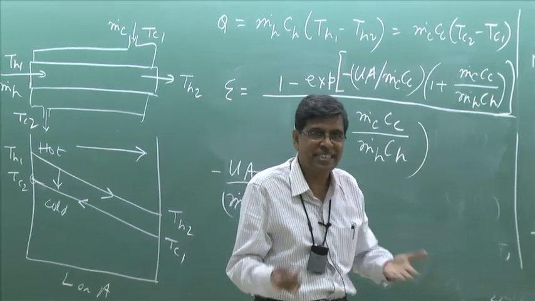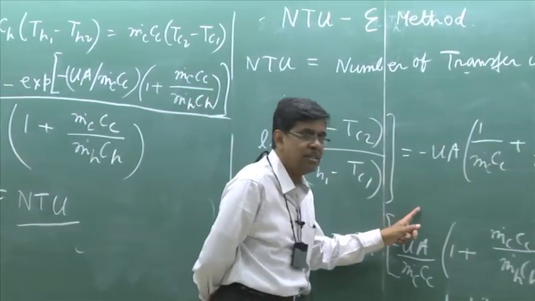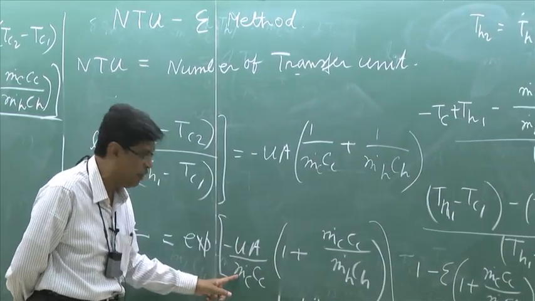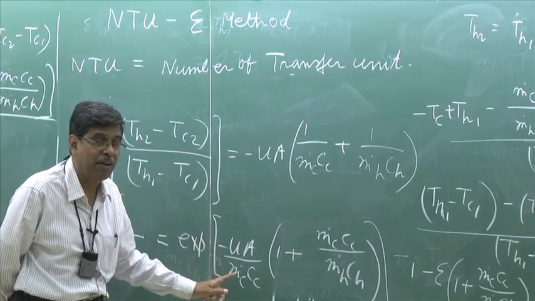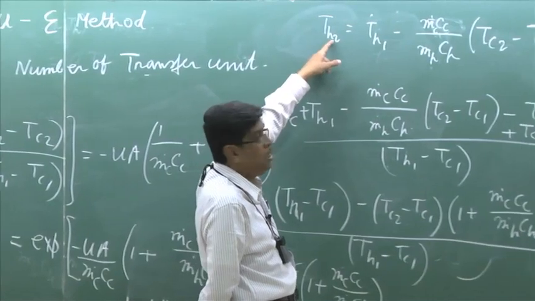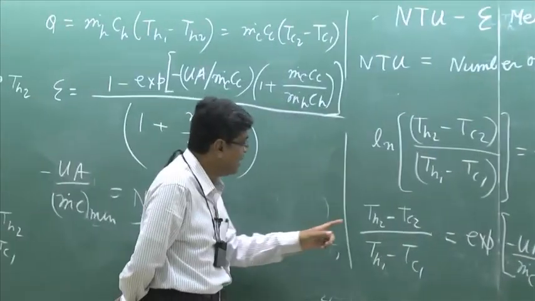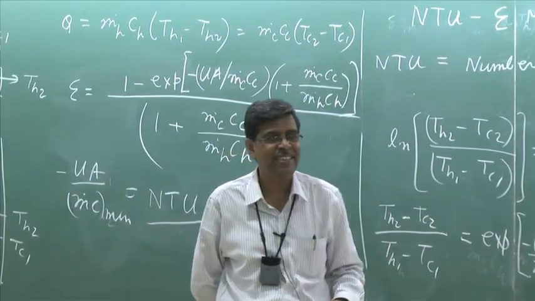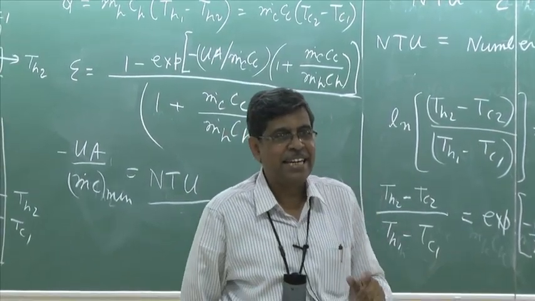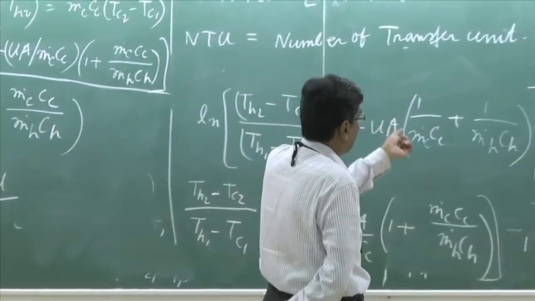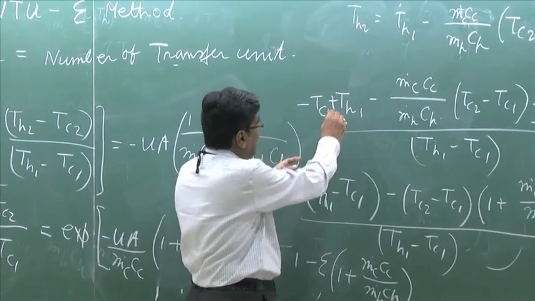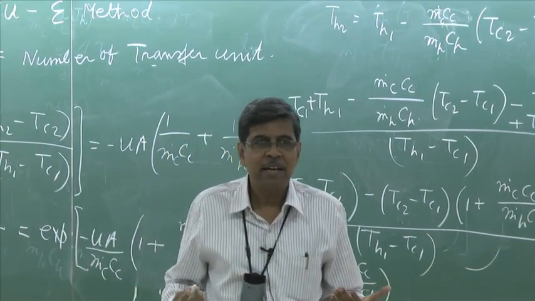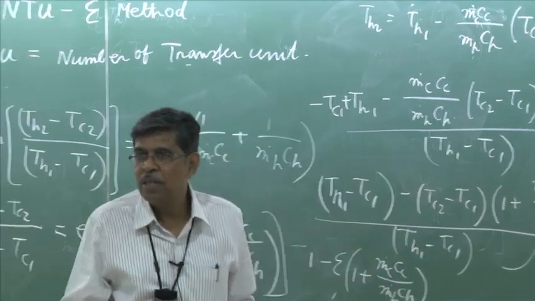But how to do it? Just interchange. Here I will start again. I started with the cold fluid as the minimum fluid; now the hot fluid is the minimum fluid, so I will take M dot H C H. This is not all. Secondly, TH2 will not be substituted from this equation, TC2 will be substituted. And in that case, TC1 will not be added and subtracted, TH1 will be added and subtracted. This has a rhythm, and good students can understand this better immediately by intuition.